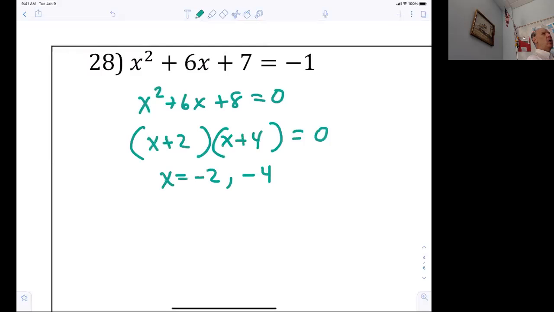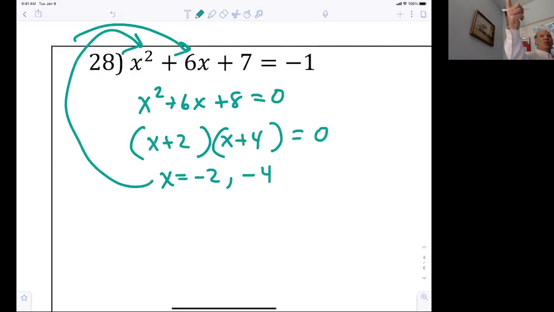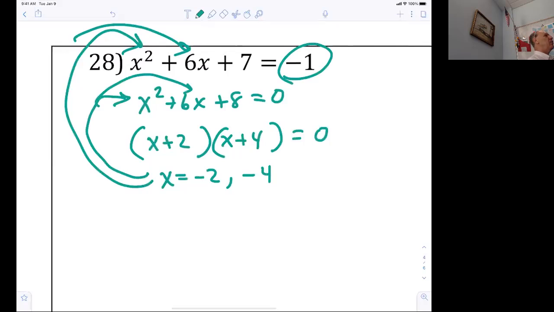And what now? Before, pay attention. If I plug -2 in for x, what do they equal? They equal -1. That equals -1. Notice I didn't say equals 0. But if I said, what happens if I plug -2 into this equation here, what would it equal? 0. Because it says equals -1.